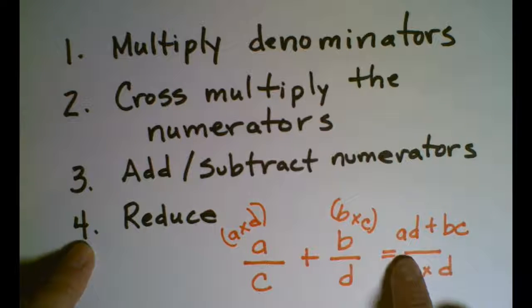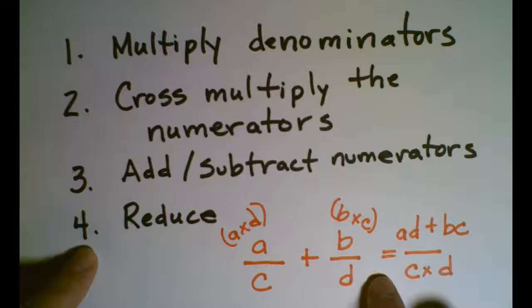And here's the 4th step that is sometimes important. If we are asked to give it in its simplest terms, we may have to reduce our answer in order to get it correct. So 4 steps. Multiply the denominators, cross multiply the numerators, add or subtract the numerators, and reduce if needed.